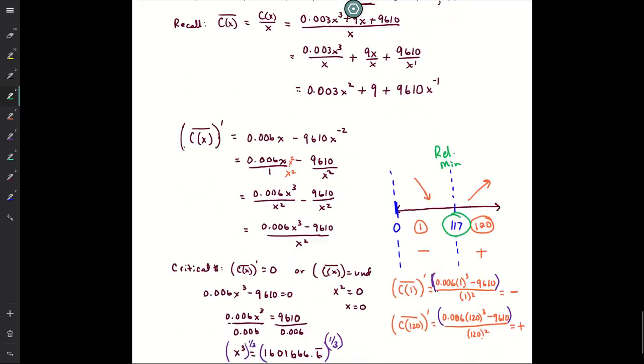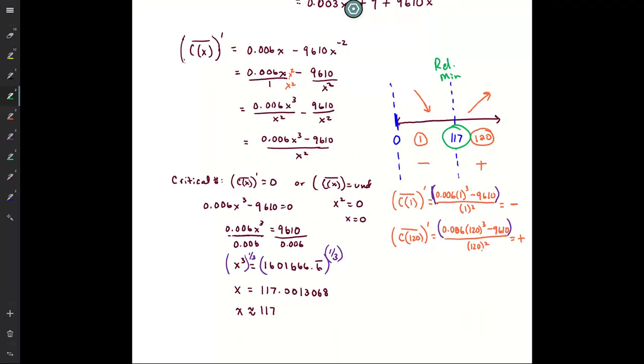Okay, so on this one, I've got what I need. I've got my support. I've got the graph that shows me it is a minimum. So on this one, all I need to say is x equals, and what you could do is say approximately equal to 117 produces, and I would want a word answer here, so produces the minimum cost per unit.